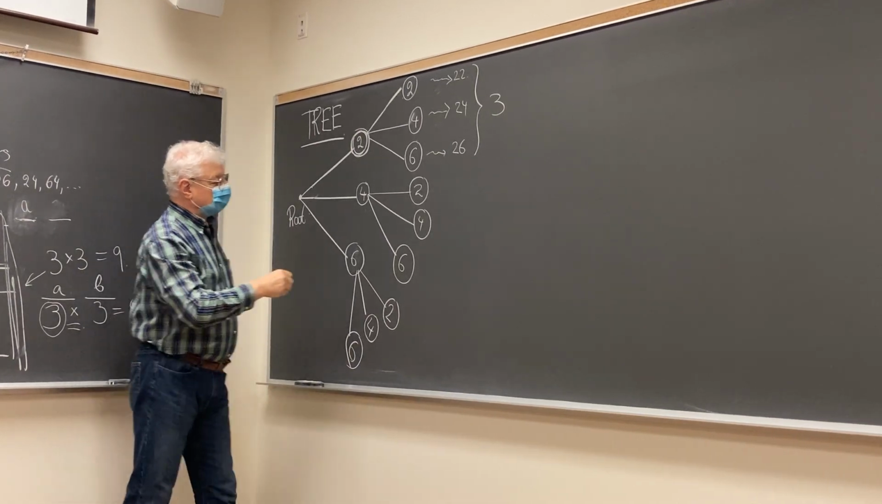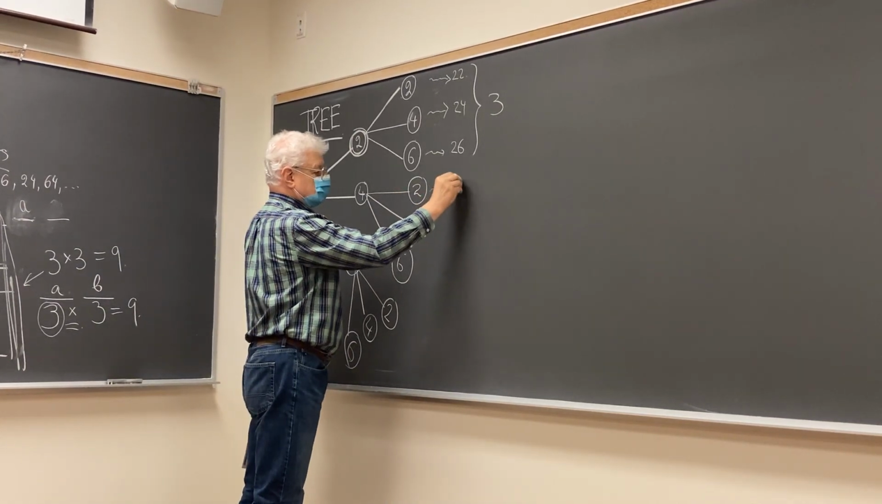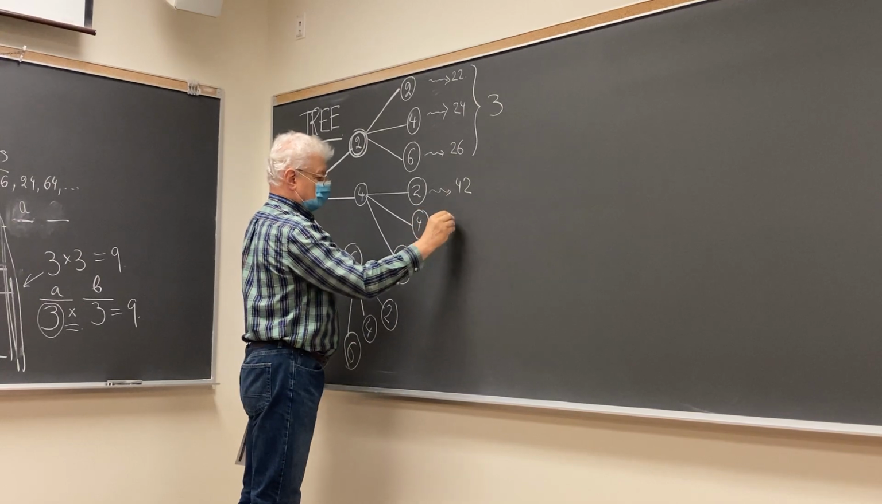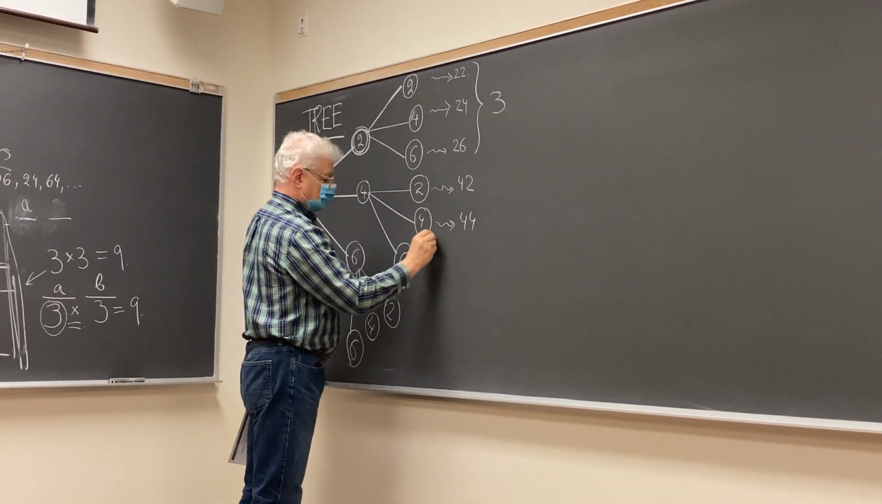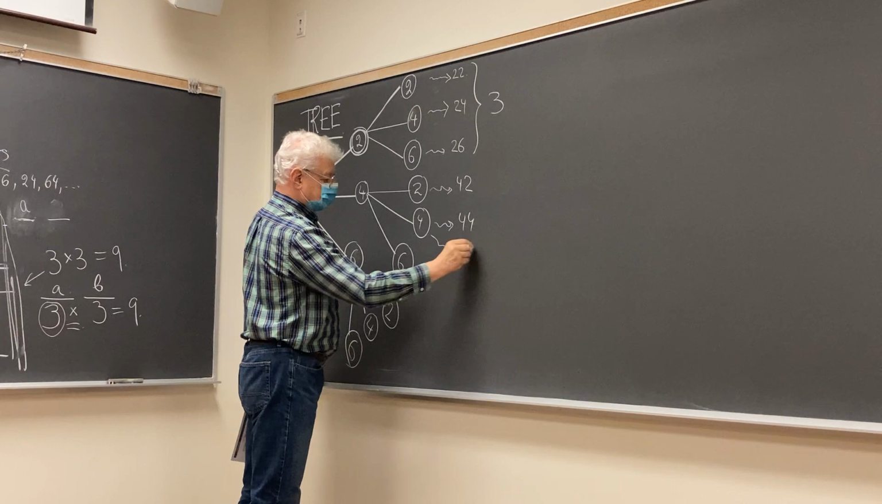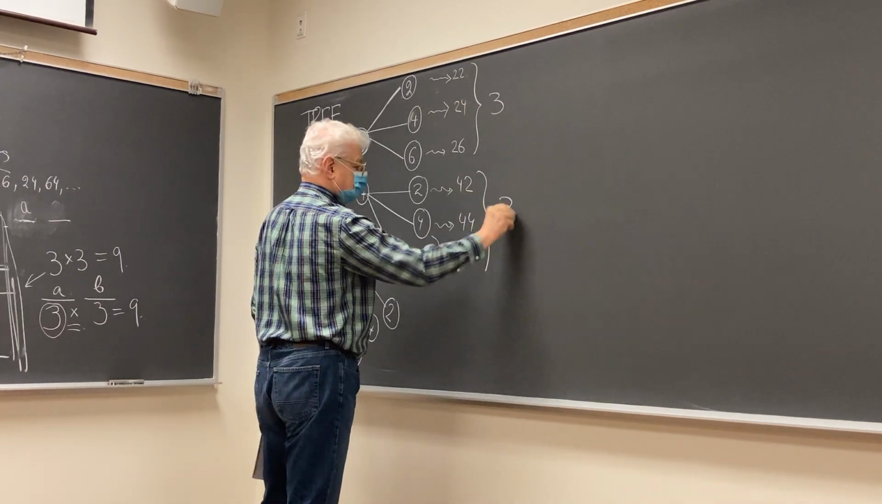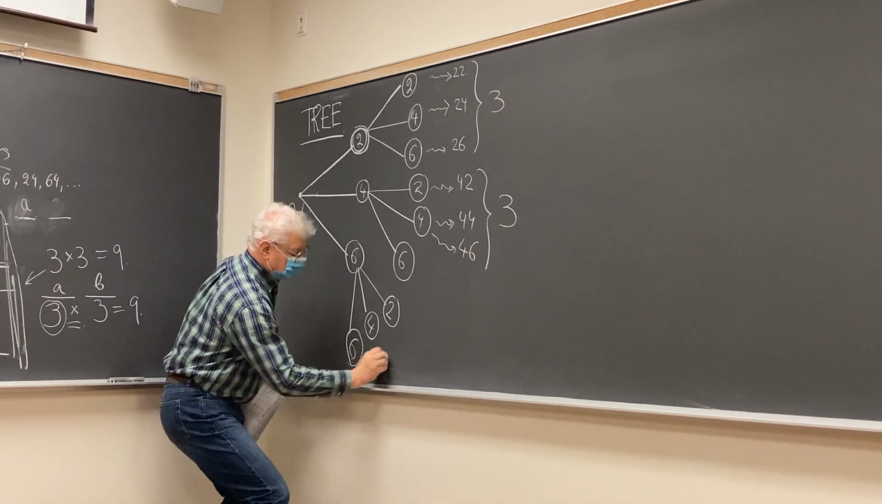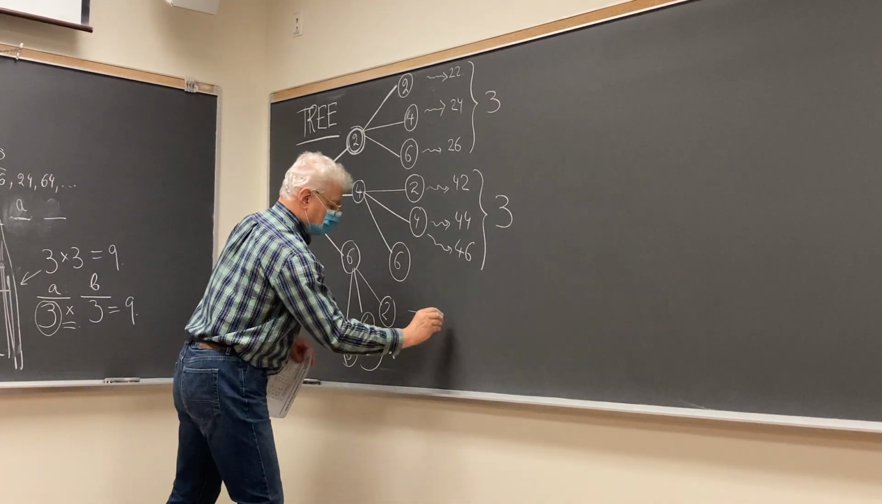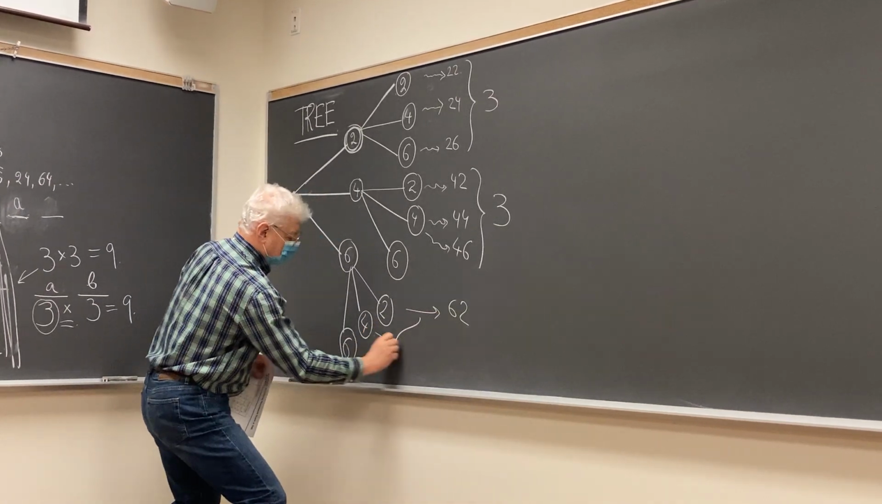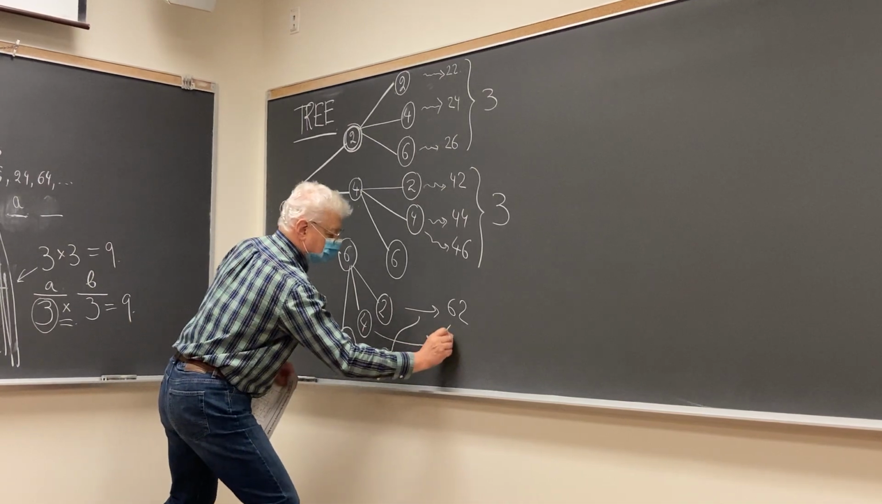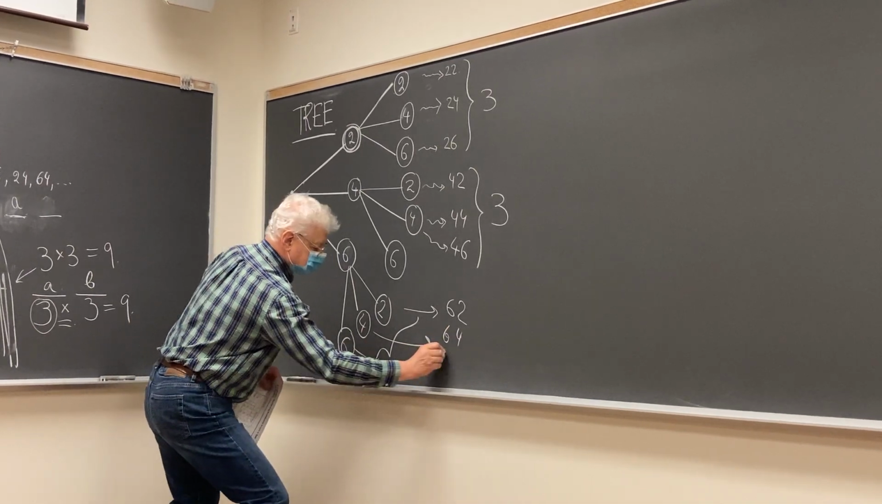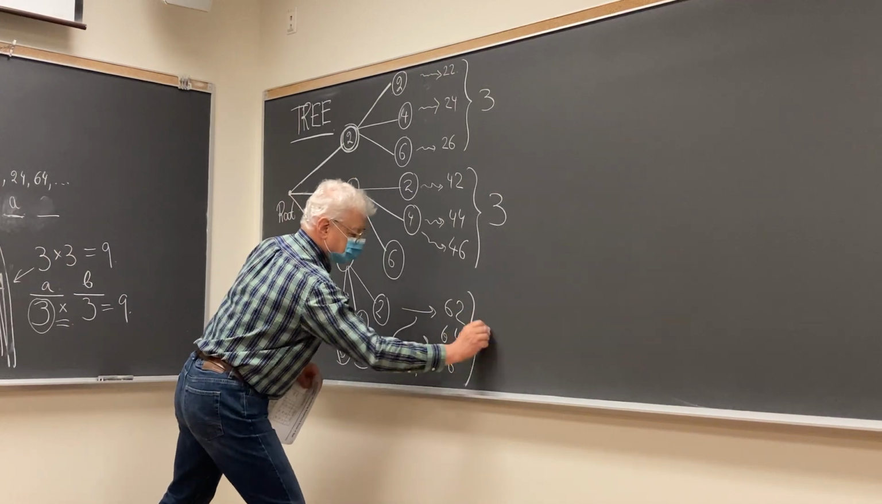Now, if we start with 4, we have the following numbers: 42, 44, and 46. Again, three possibilities. And finally, starting with 6, we have the following numbers: 62, 64, and 66. Again, we have three possibilities.